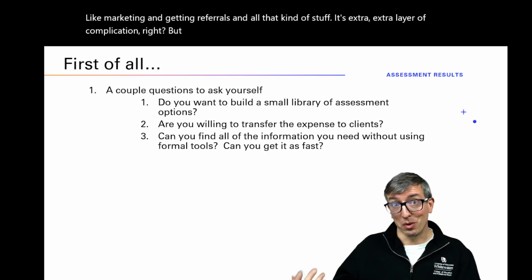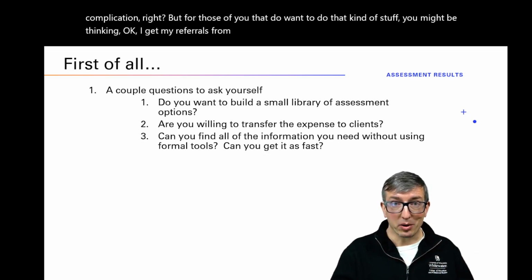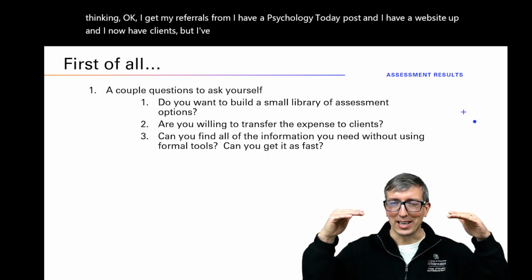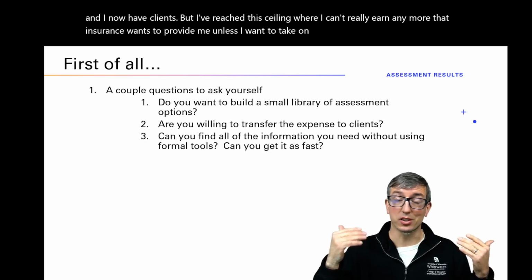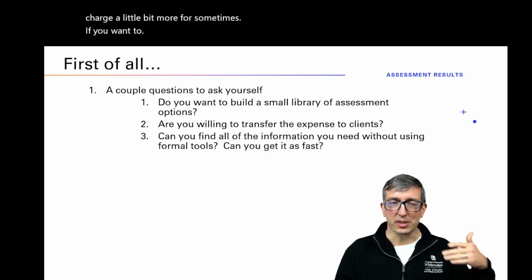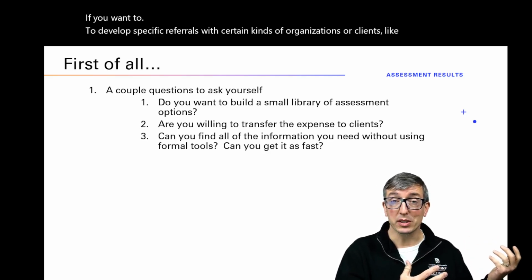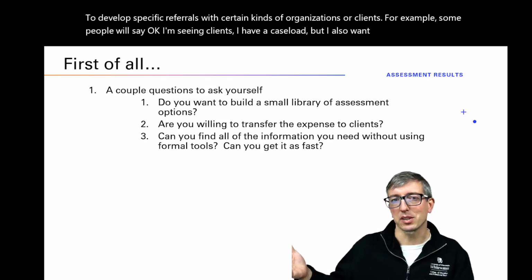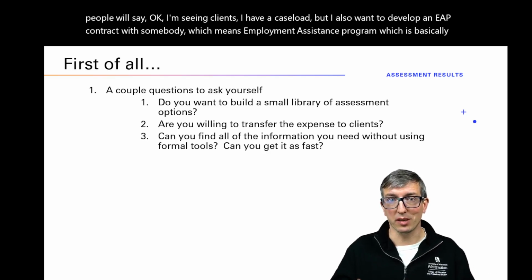But for those of you that do want to do that kind of stuff, you might be thinking, okay, well, I get my referrals from a Psychology Today post and I have a website up, and I now have clients, but I've reached this ceiling where I can't really earn any more than insurance wants to provide me unless I want to take on private pay clients, which you can charge a little bit more for sometimes. If you want to develop specific referrals with certain kinds of organizations or clients, for example, some people will say, okay, I'm seeing clients, I have a caseload, but I also want to develop an EAP contract with somebody, which means employee assistance program, which is basically a benefit that companies will give their employees.